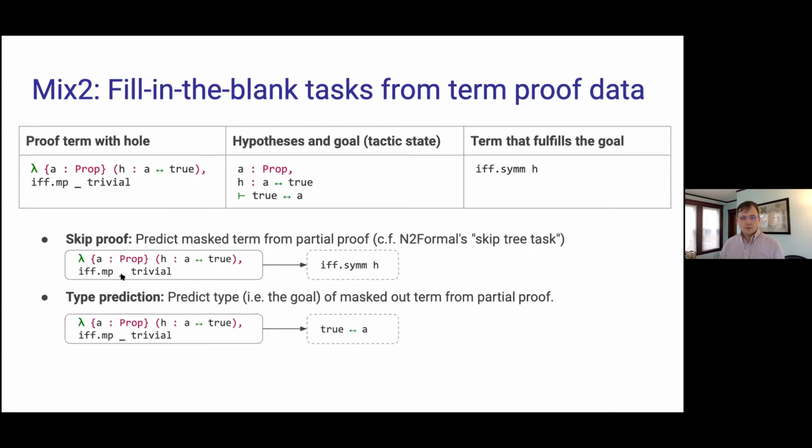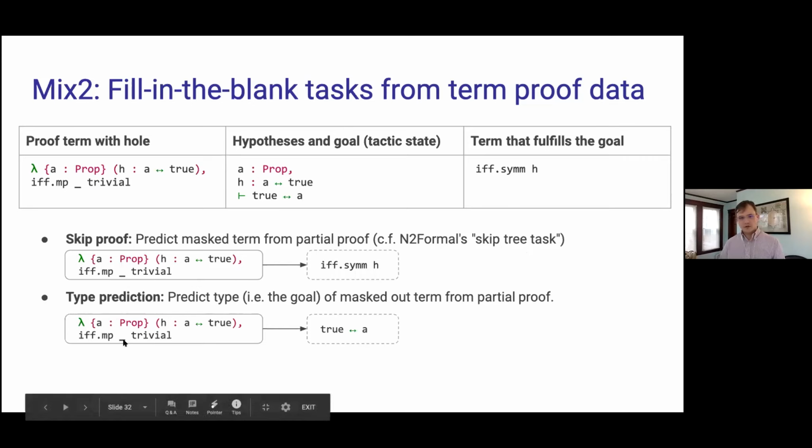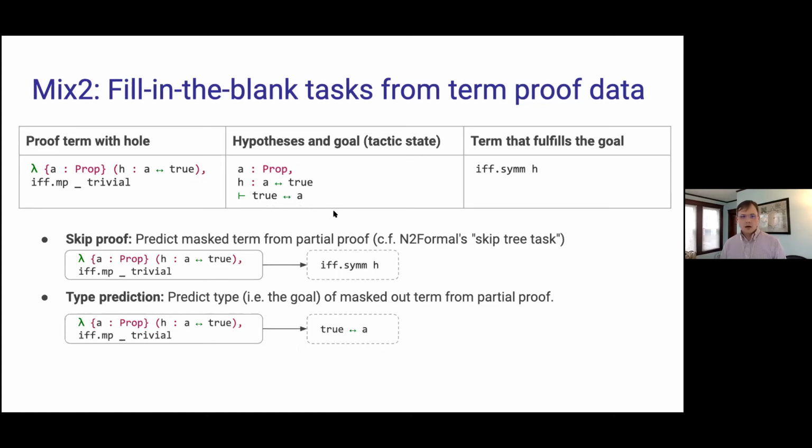Besides filling in the proof, you can also just ask it, well, what is the type of this underscore here? And the type, again, because we're working in some sort of type theory, is the same thing as the goal we're trying to prove. So that's another task we add.